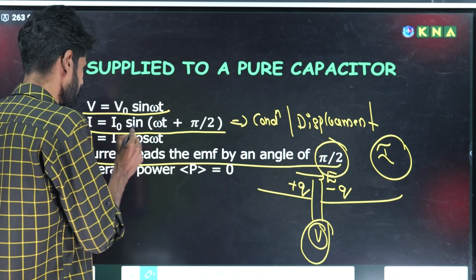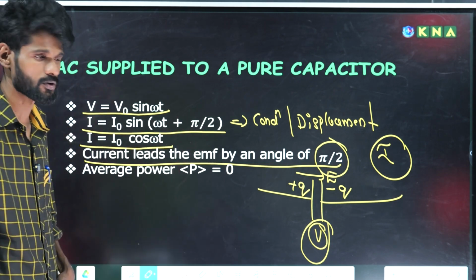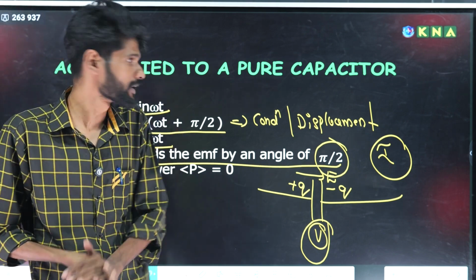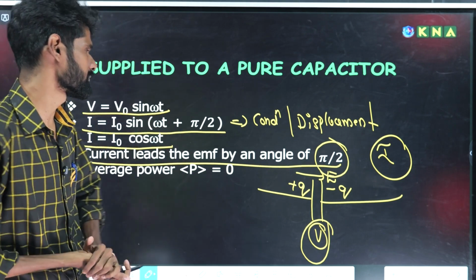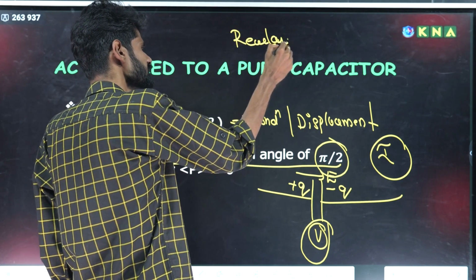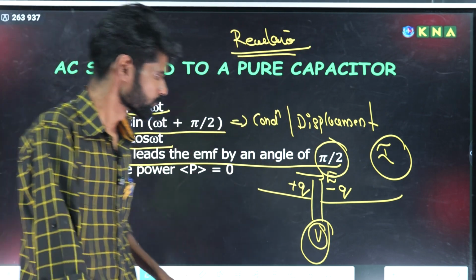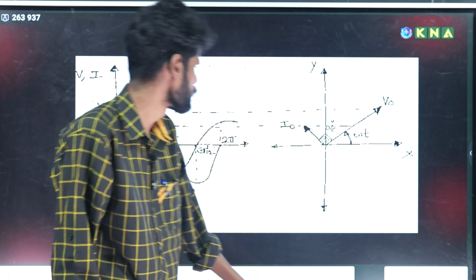Okay, so here current I naught sin(omega t plus pi by 2), in terms of cosine function I naught cos omega t. For a capacitor circuit, a pure capacitor also offers reactance. Resistance offered by the capacitor is equal to 0. So move on to the capacitive reactance.